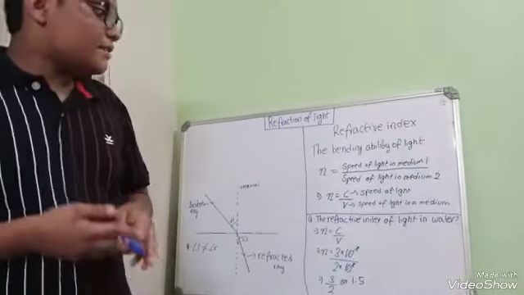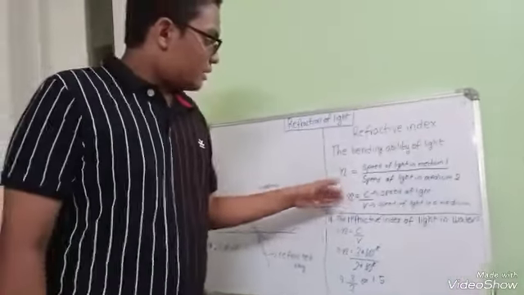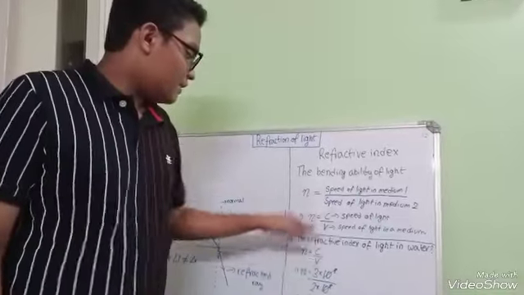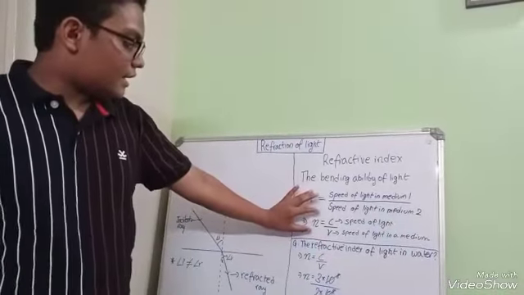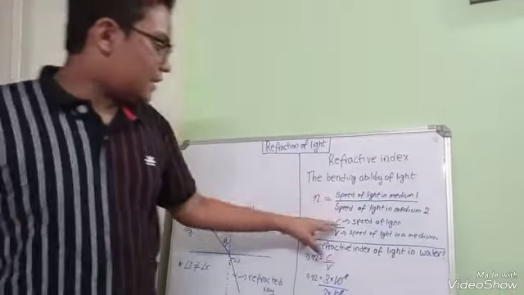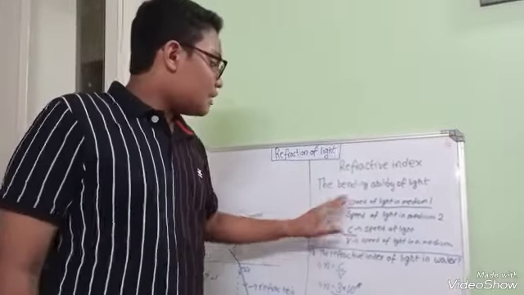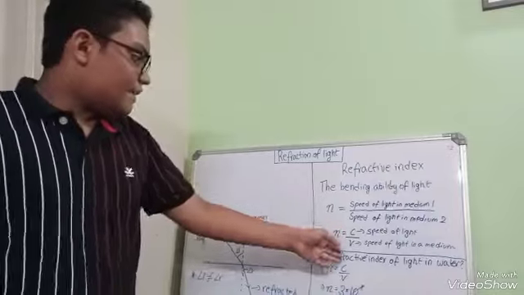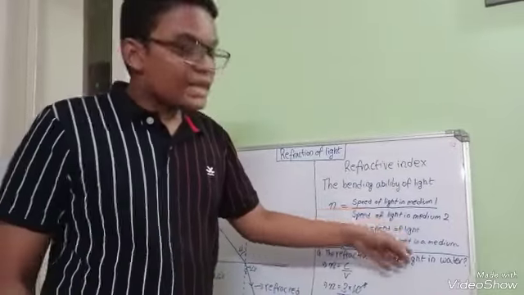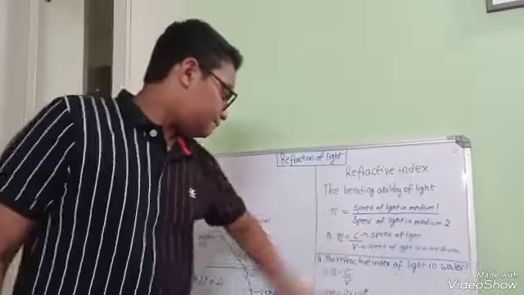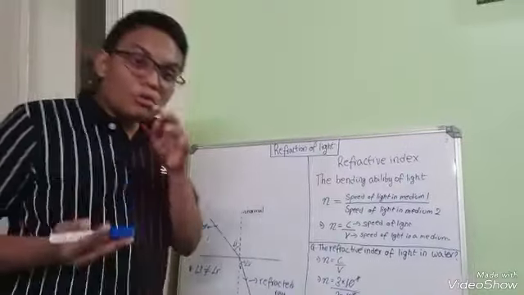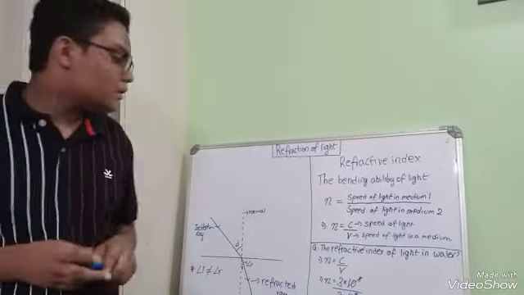To represent it in variables, we can write n equals c by v, where n is the refractive index, the bending ability, c is the normal speed of light, represented by small letter c, and v is the speed of light in any medium. It can be anything. So now let's see how to find the refractive index.